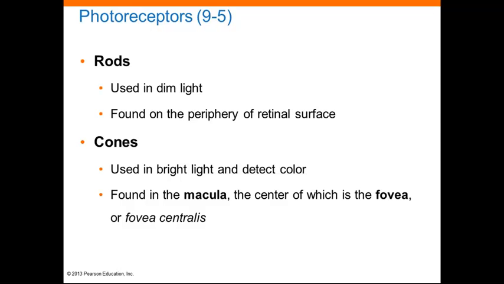So photoreceptors are cells that detect light. The eye has two types of photoreceptors: rods, which are used in dim light and are found on the periphery of the retinal surface, and cones. Cones are used typically for bright light, and they provide us with the capacity to see differences in color. Cones are typically found in the macula, the center, which is the fovea, or the fovea centralis.